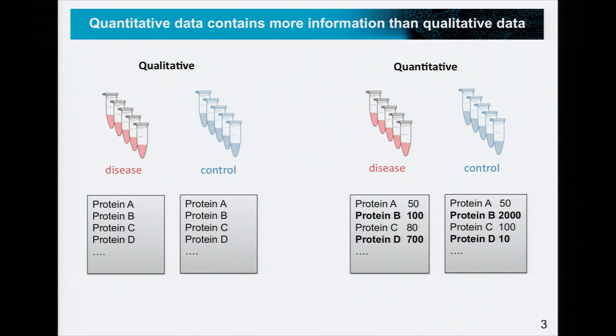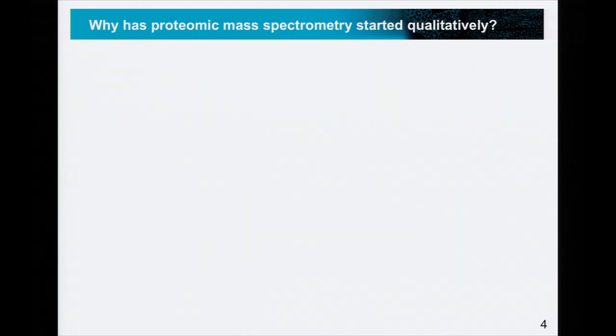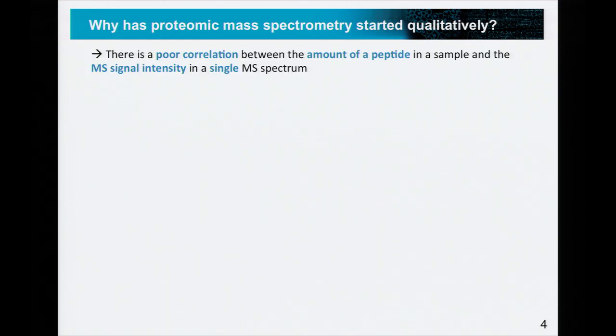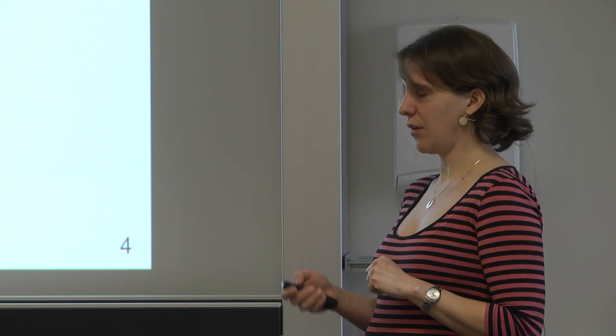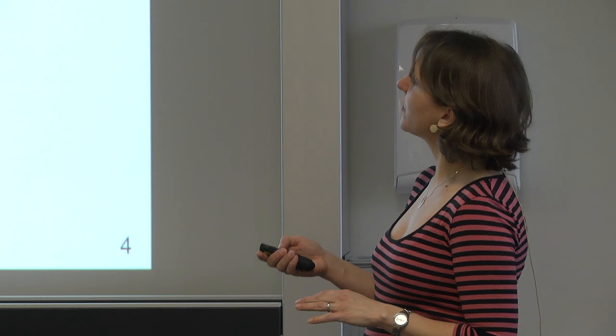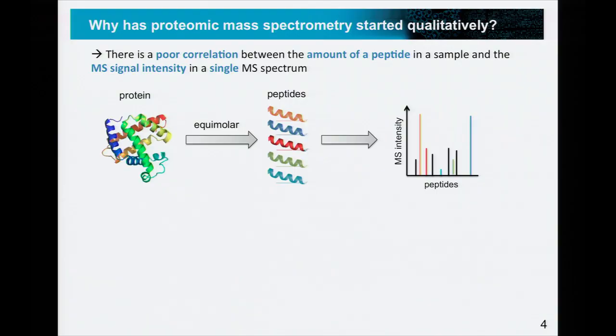Okay, if quantitative data is so much better, why has mass spectrometry or proteomics originally started qualitatively? And why do we only, let's say, in the last 2 decades start to generate quantitative information from our data? The reason for this is that there's actually a poor correlation between the amount of a peptide in the sample and the signal intensity, the mass spectrometric intensity that we see in a single MS spectrum. So just to make this very clear once more, here's one example. Let's assume we are interested in quantifying this protein here.